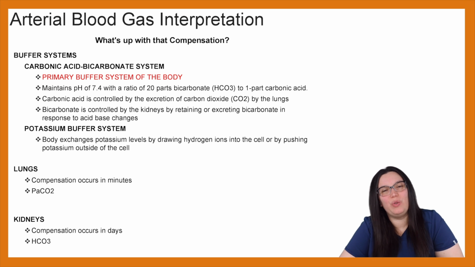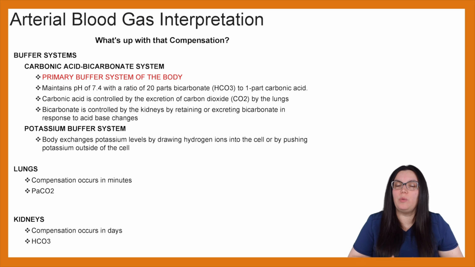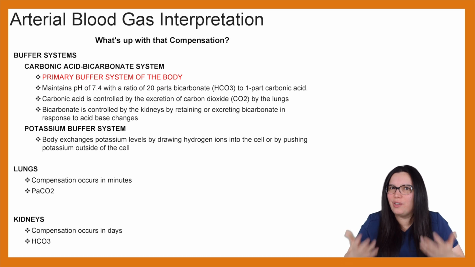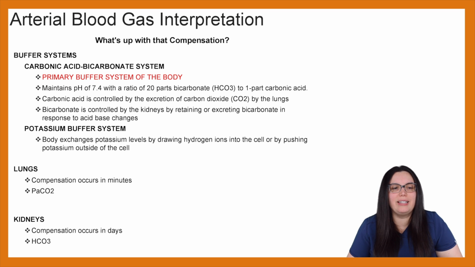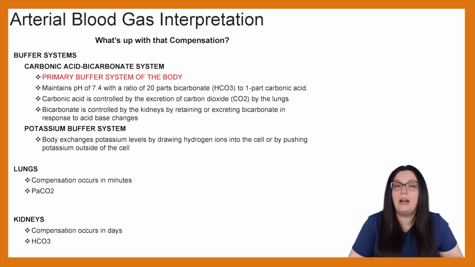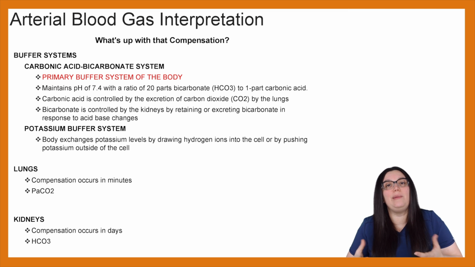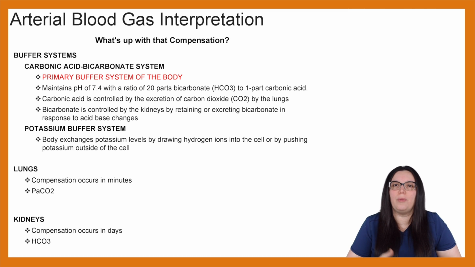So now that we know how to interpret arterial blood gases, we really need to start looking at compensation. Well, what is up with compensation? Well, really, it's what's going on with our buffer systems, right? So the carbonic acid bicarbonate buffer system, like we talked about before in our acid-base balance video, if you haven't checked it out, make sure you go back and check it out. It goes into full detail about this, but we know that it's the primary buffer system of our body.